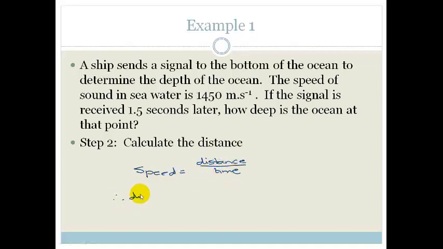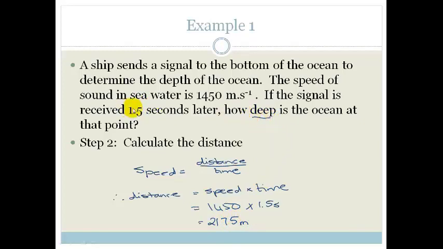Therefore, we know that distance equals speed times time. So we can take our 1,450, let's just do that, 1,450, and we can times it by our 1.5 seconds, and we end up with a distance of 2,175 meters. But is that really how deep the ocean is?